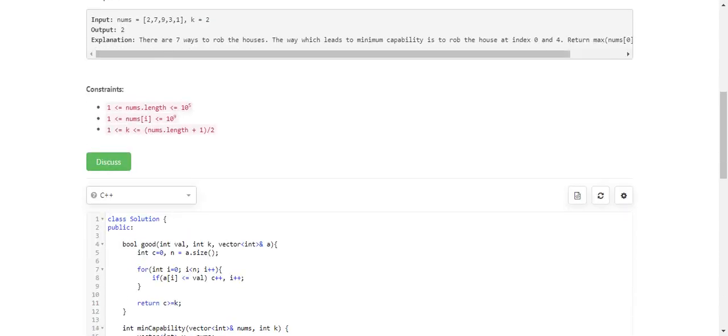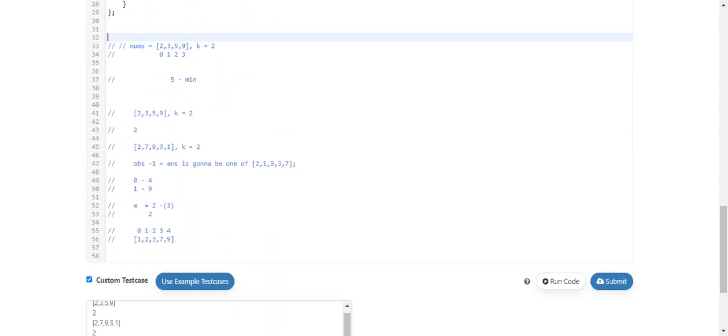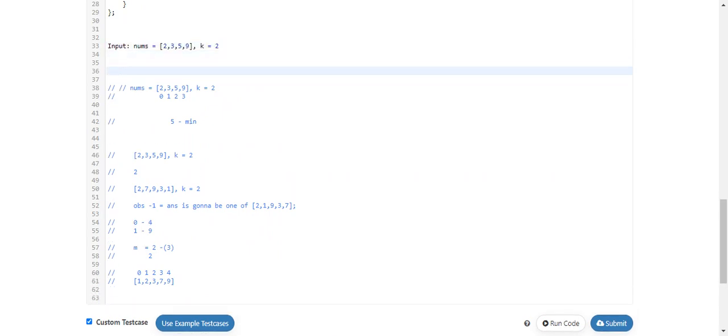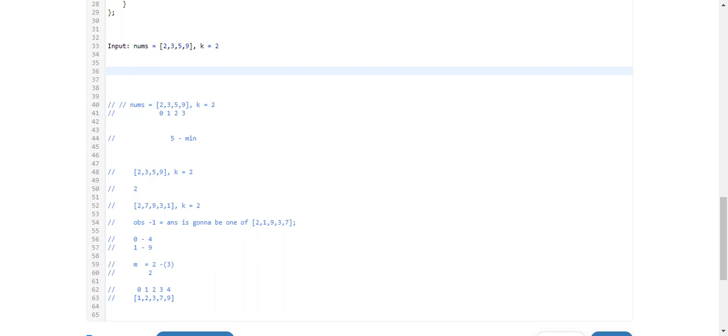90% of the time you use binary search, and that's what it is over here, because you have to minimize the value of the maximum. You have to choose only two houses. You can choose any two houses. You can choose 5 9? No, you cannot choose 5 9. You have to choose alternative, not adjacent houses.